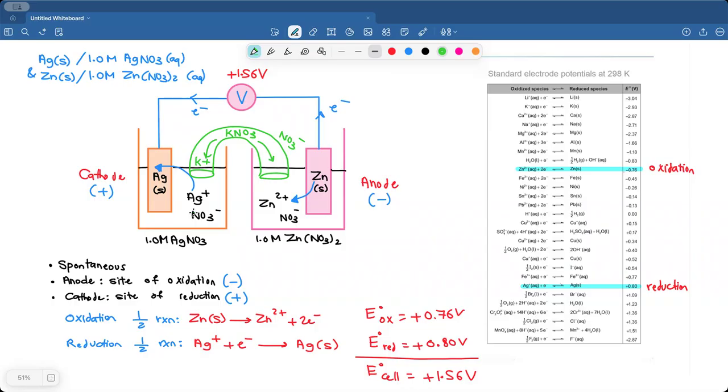Because on the right-hand side we have an accumulation of positive charge, Zn2+ can also go through the salt bridge and make its way towards the cathode side. And vice versa. On the left-hand side, we have extra negative charge, so NO3- can also go through the salt bridge. Sorry, there's no room, so I'm trying to show it from the outside, but technically it goes through the salt bridge. So NO3- can also make its way towards the anode side. And this way, the charges are going to be balanced on both sides.